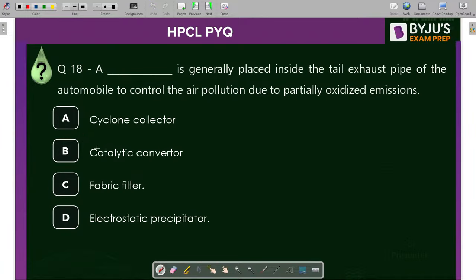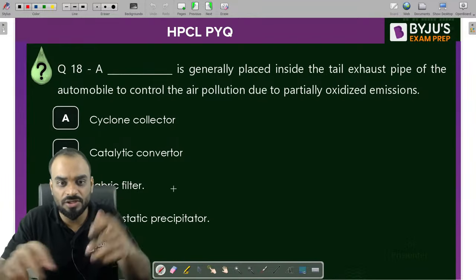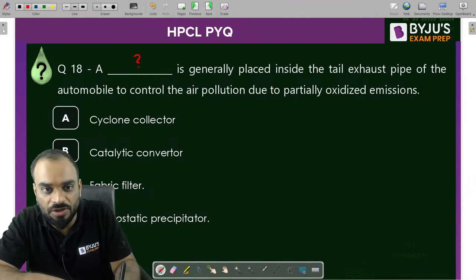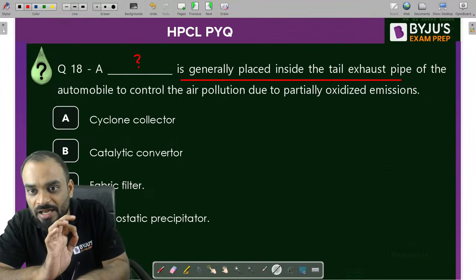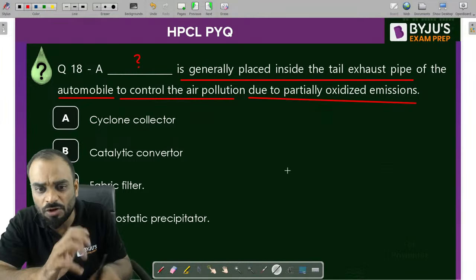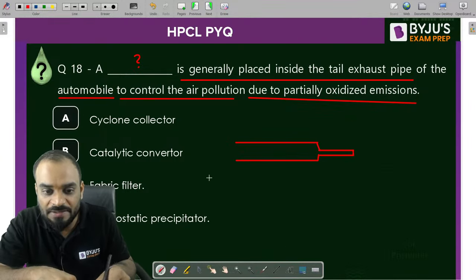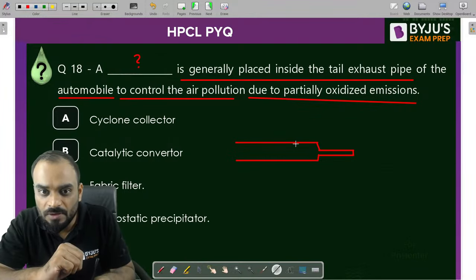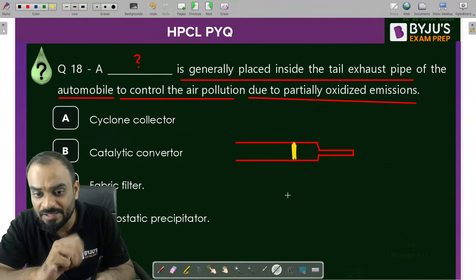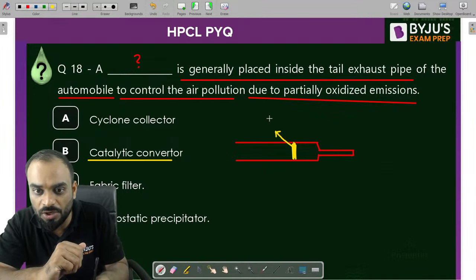Next one is a little bit typical, but I will explain, guys, in detail what exactly it is. Okay. First read the question. Now they have put a dash over here: it is generally placed inside the tail exhaust pipe of an automobile to control the air pollution due to partially oxidized emission. Now let me explain what it is exactly. Let us suppose there is a vehicle and we have an exhaust pipe over here, right? This is the exhaust pipe. In this particular case, they put a certain material over here, and that material is a catalyst, to be put in the catalytic converter over here. There is one catalytic converter.